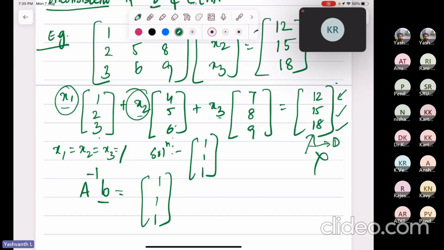So this is what I meant. Okay, I hope this gave you an intuitive picture of what I meant. Is it okay?